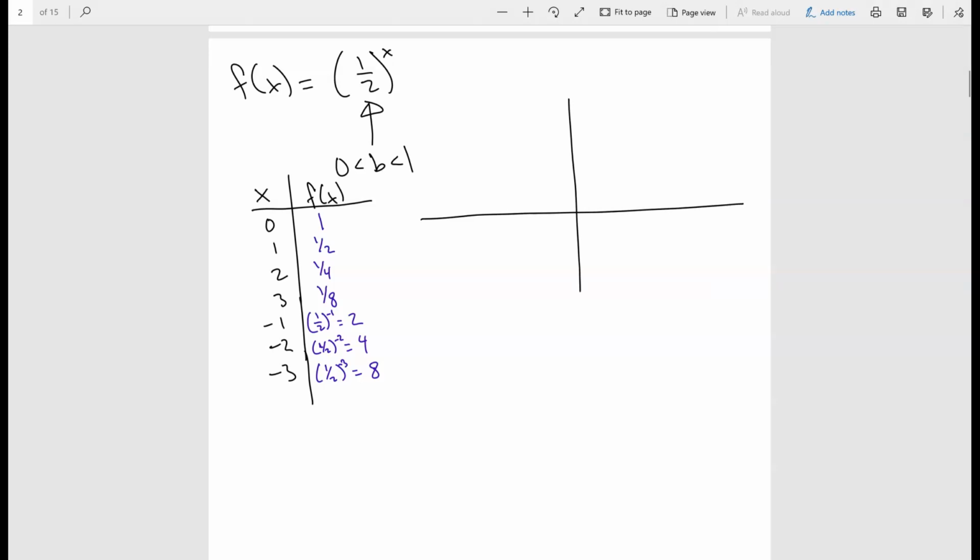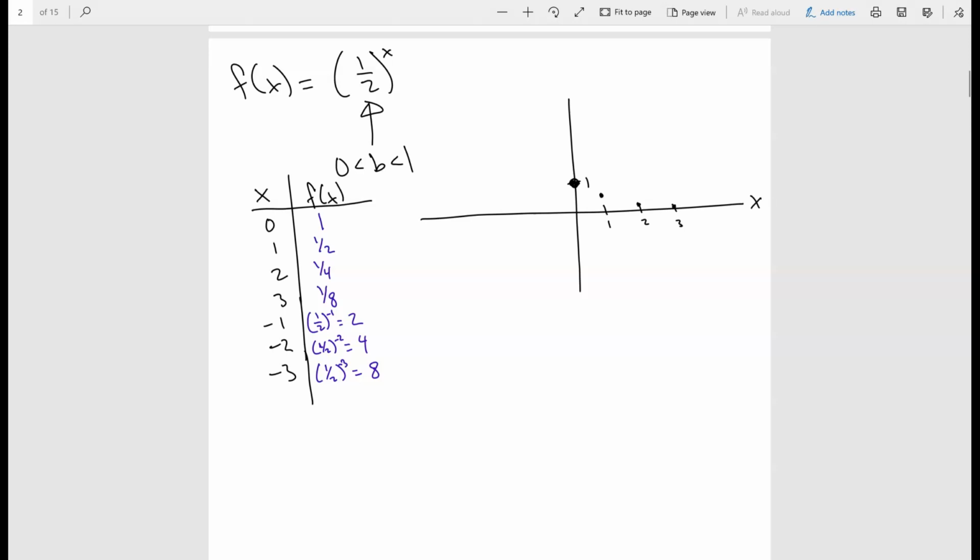you're going to get 0, 1. So notice that this hasn't really changed. It still looks like that. Then when you plug in 1, you're going to get 1/2. When you plug in 2, you're going to get a 4th. When you plug in 3, you're going to get an 8th. So this is getting smaller and smaller and smaller on this side.